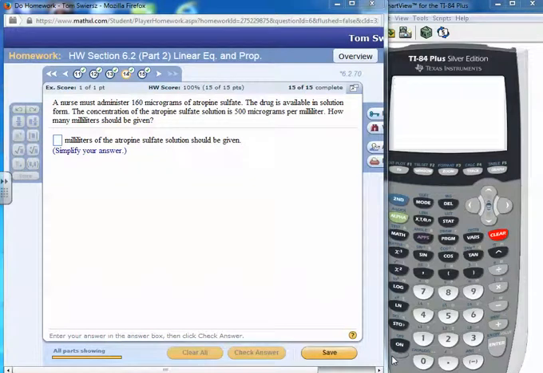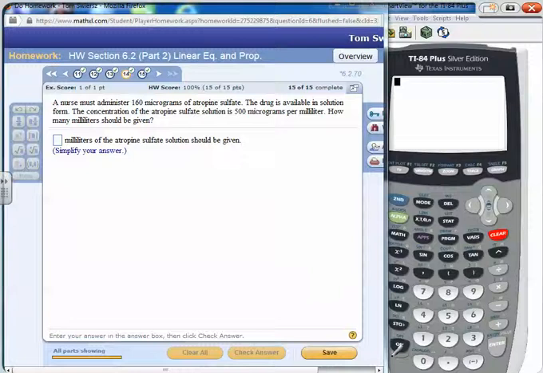Let's look at homework exercise number 14 from section 6.2, part 2. Number 14 states a nurse must administer 160 micrograms of atropine sulfate. The drug is available in a solution. The concentration form is 500 micrograms per milliliter. How many milliliters should be given?